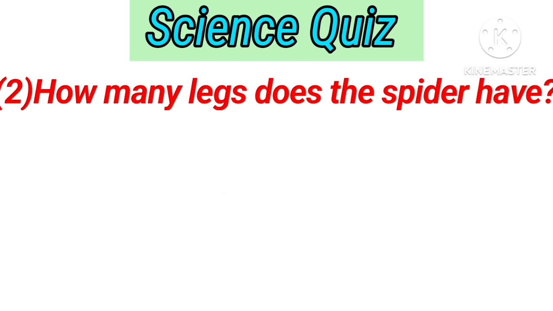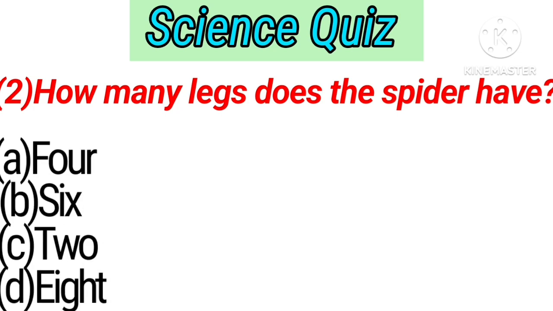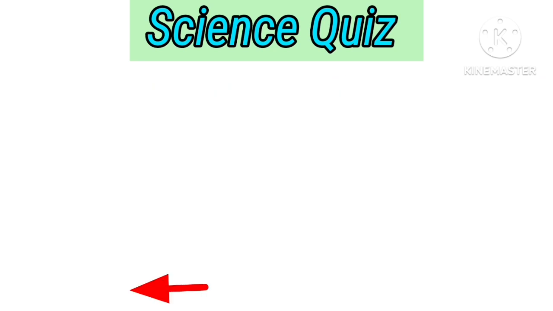Question number 2. How many legs does a spider have? Options are 4, 6, 2, 8. And the right option is 8.